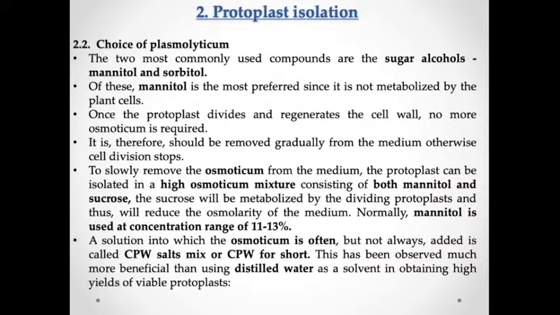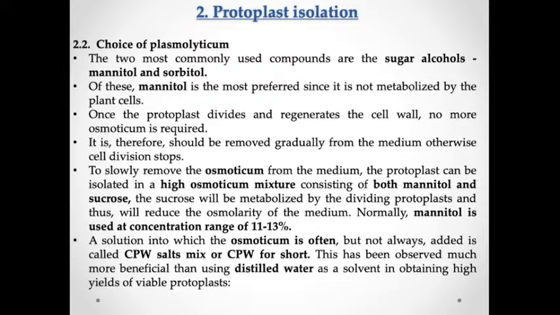For the choice of osmoticum, the two most commonly used compounds are the sugar alcohols mannitol and sorbitol. Of these, mannitol is the most preferred since it is not metabolized by the plant cells. Once the protoplast regenerates the cell wall, no more osmoticum is required. It should therefore be removed gradually from the medium, otherwise cell division stops.